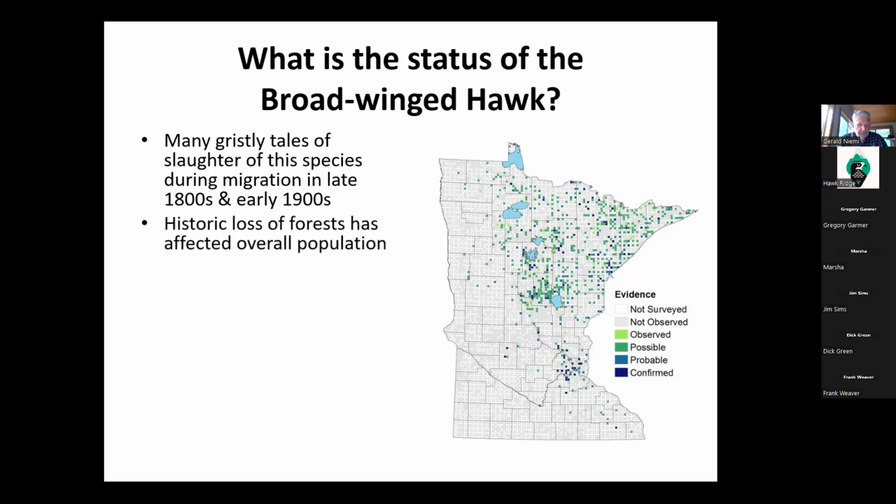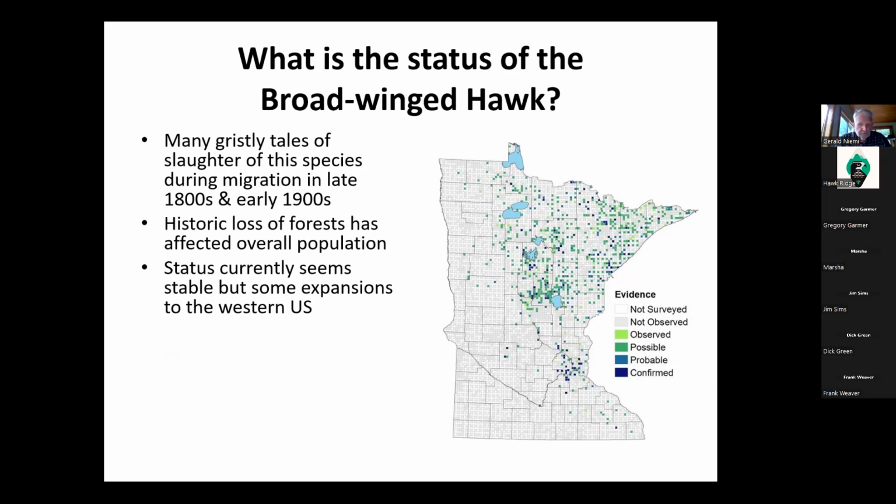Historic loss of forests has really affected the overall population. And certainly, as Roberts points out, this species was nesting farther south in the state of Minnesota, but lots of those forested areas have certainly been lost and are heavily fragmented.